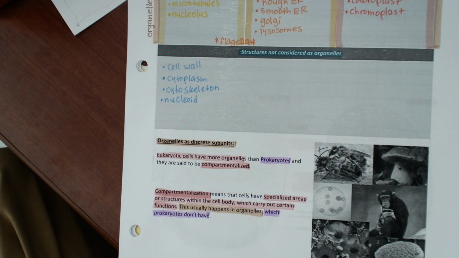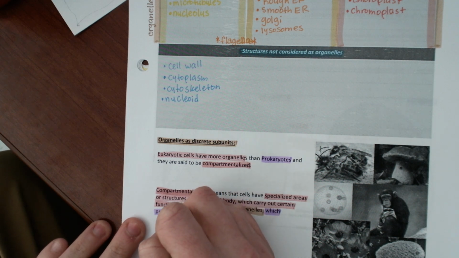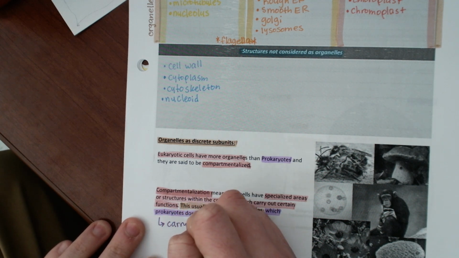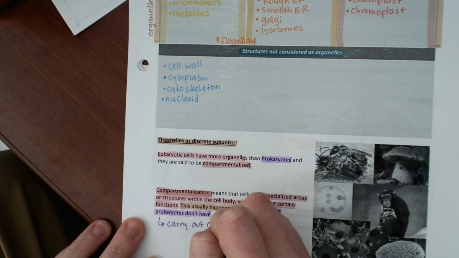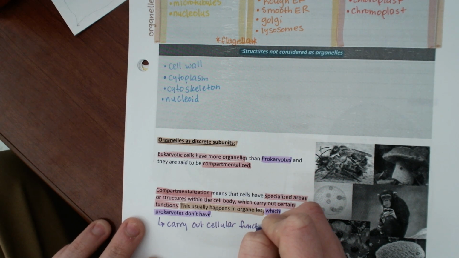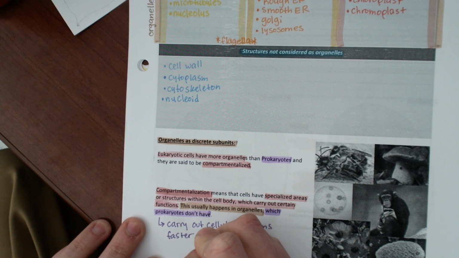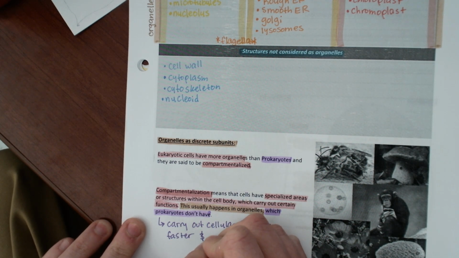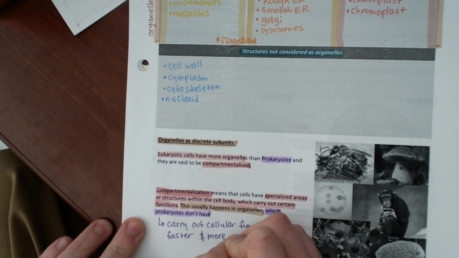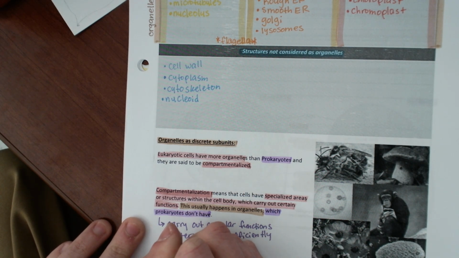And although you might be thinking, oh, that sucks, poor prokaryotic cells, the benefit that prokaryotic cells get is that they can carry out cellular functions a lot faster. And typically more energy efficiently. At the sacrifice of being less complex processes.